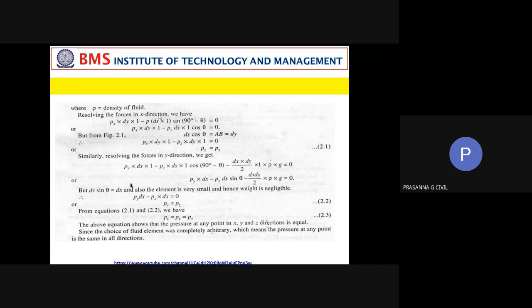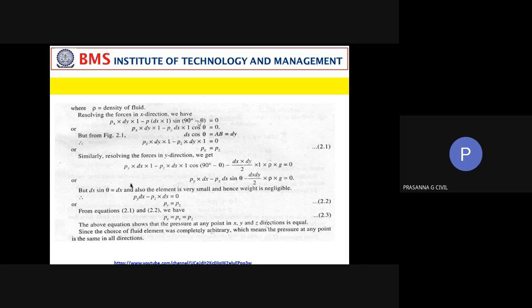So resolving the forces in the x direction, we have px into dy into 1, which is rightward, and the other force, pz, is minus p into ds into 1 into sine of (90 minus theta), which is cos theta. That is equal to 0. So from this equation, we have px into dy into 1 minus pz into ds into 1 cos theta is equal to 0.